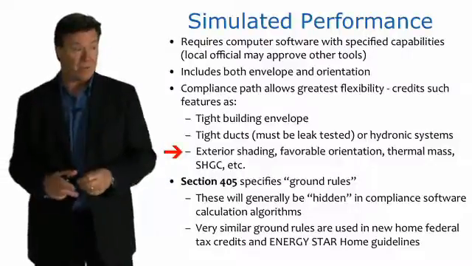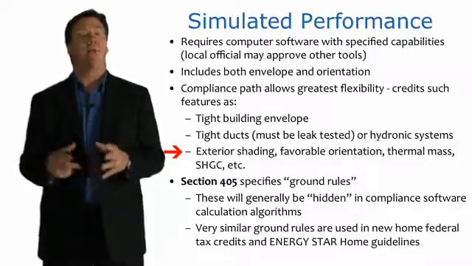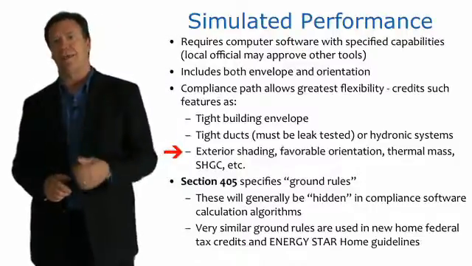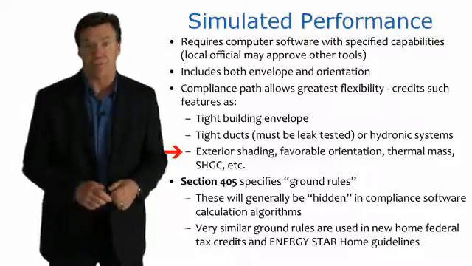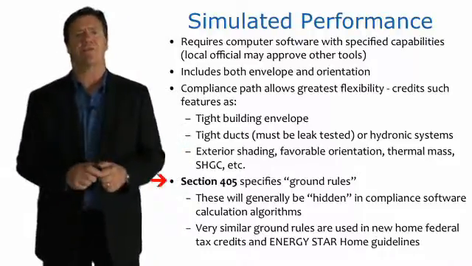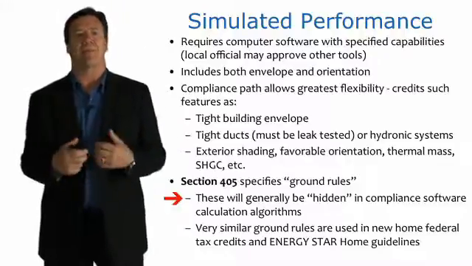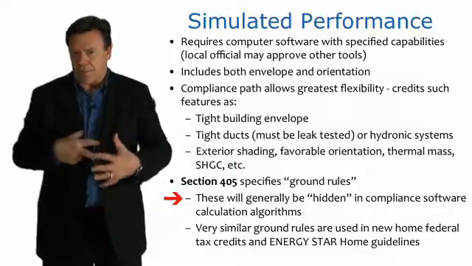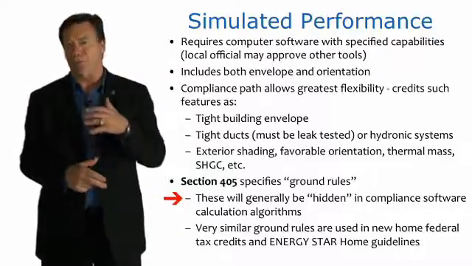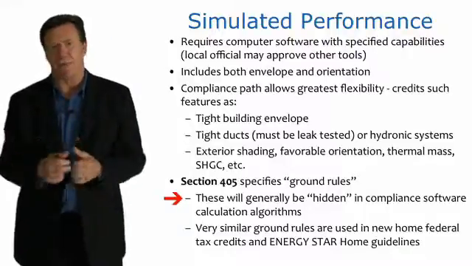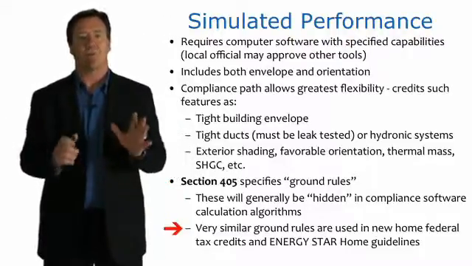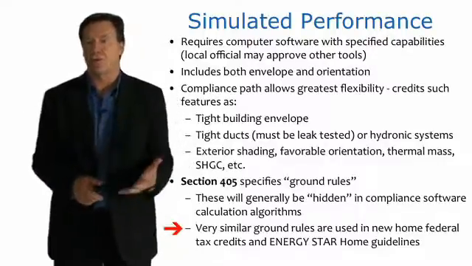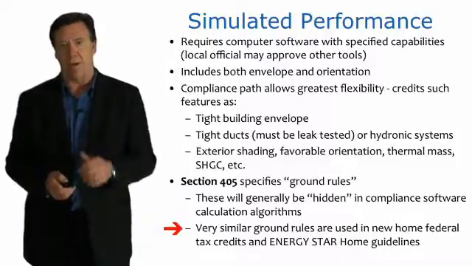But in the performance method, you get credit for that because, again, a lot of solar gains come through glass. So the performance method allows you to take advantage of low solar heat gain glass, like a lot of the popular low-E coatings. And Section 405 specifies the ground rules. These will generally be hidden in the compliance software in the calculation algorithm. So as I mentioned earlier, these software programs contain a lot of the rules embedded in their programming so that we don't really have to spend a lot of time worrying about that. And it's very similar ground rules to the rules that are used in the new home federal tax credits program and Energy Star home guidelines, very similar compliance tools.